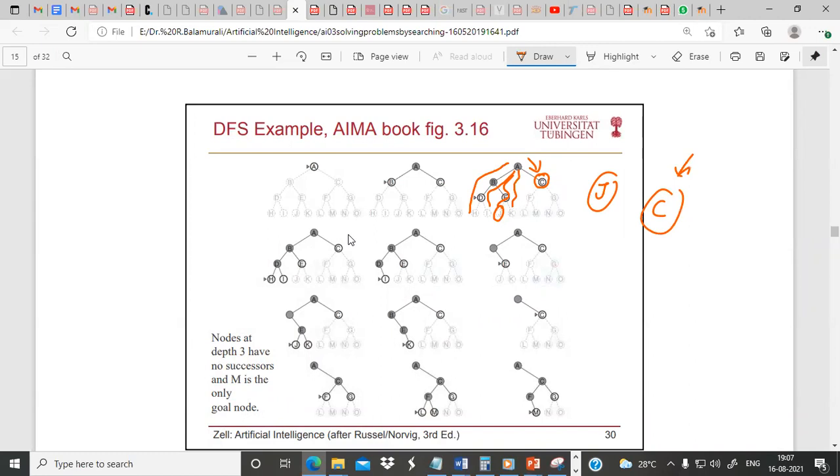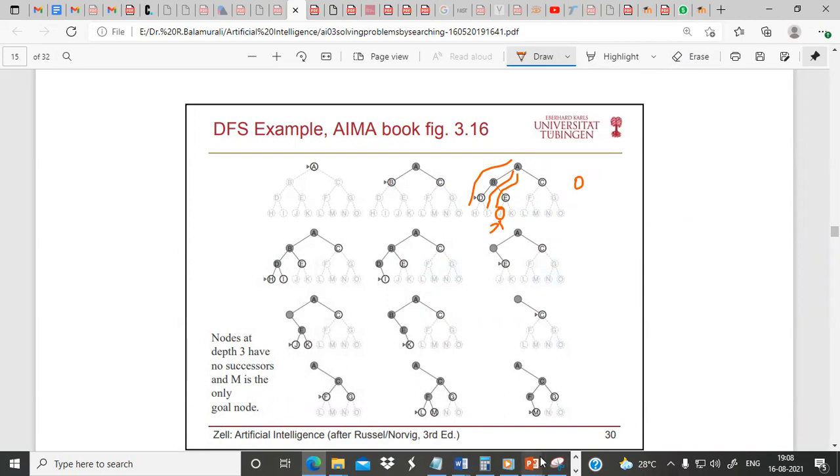If you consider the level as the cost, here we are not associating any cost to the links. If you consider how many levels the algorithm should pass, or the depth at which the solution is available, and treat that as the cost, then C is the optimal solution rather than J. But the algorithm will first go here, then here, then here, and it will find J and declare J as the solution. J is a solution, that is fine, but it's not an optimal solution.